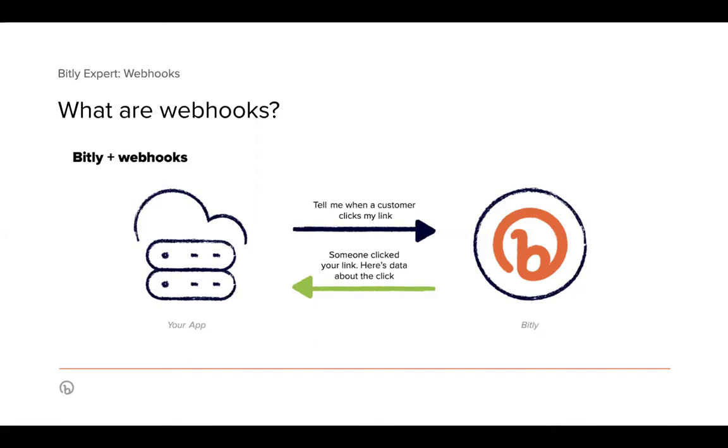Instead of repeatedly checking in with Bitly, you set up a webhook. The outside application waits for an update, and Bitly monitors for certain things like a click, and Bitly will notify your application when those things happen, and only when they happen. So you have one instruction, Bitly, tell me when a customer clicks my links, and Bitly follows through with every click. Hey, someone clicked your link, and here's some information about it.